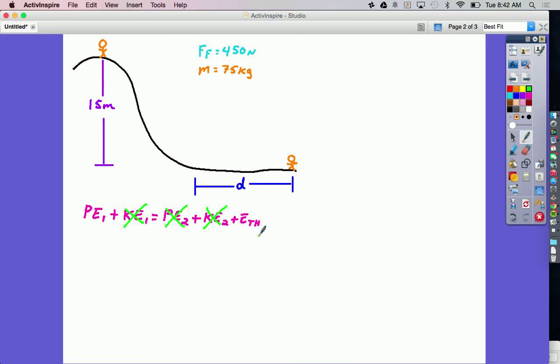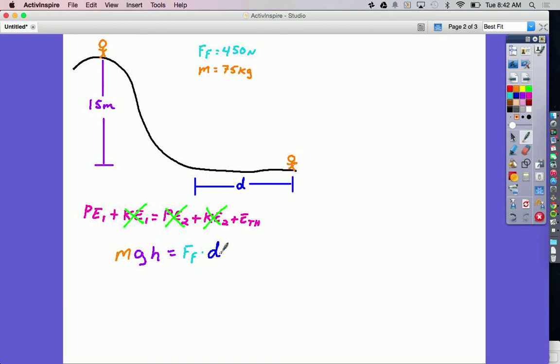From here, we can write down our equations for potential energy due to gravity, which is mg times h. And that's going to equal, over here on this side, the thermal energy, which is the force of friction times the distance that the skier slides, d.